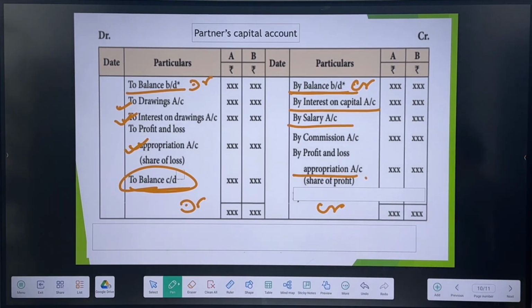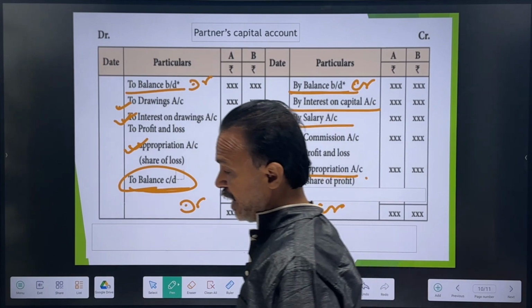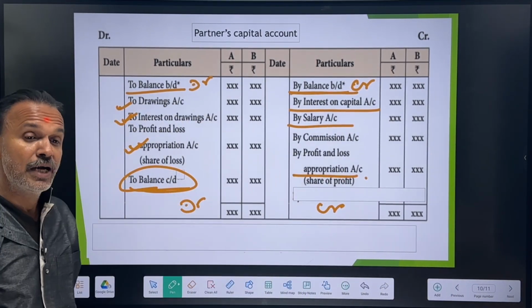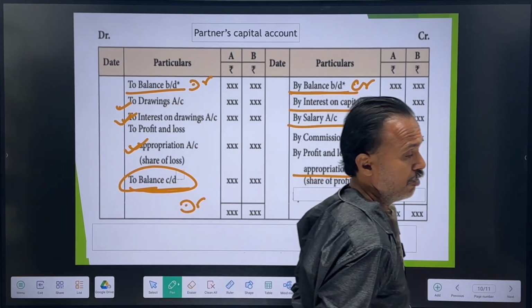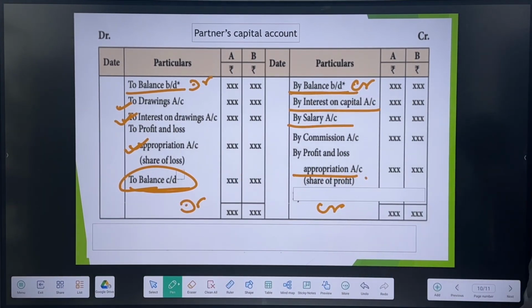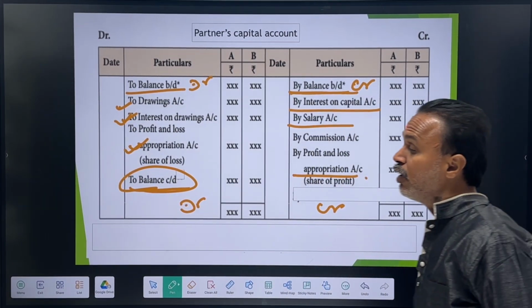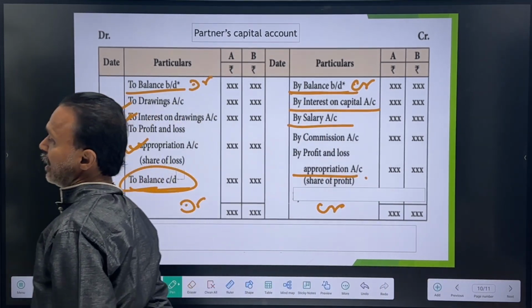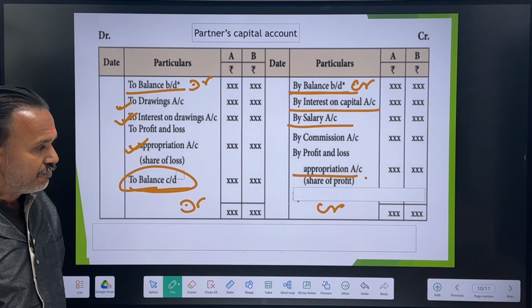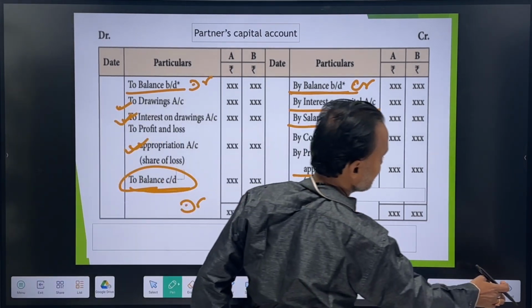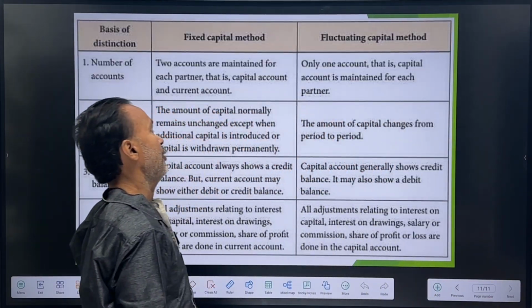In the case of fixed capital account, we prepare two accounts. First is called partners capital account and second one is called partners current account. But in the case of fluctuating capital account, we prepare only one account. This account is called partners capital account. Now, the difference between fixed and fluctuating capital account.